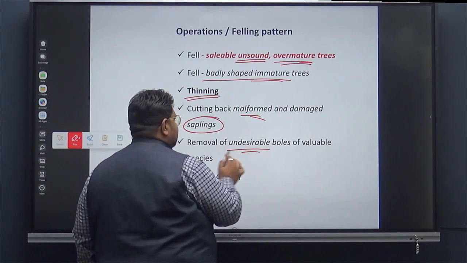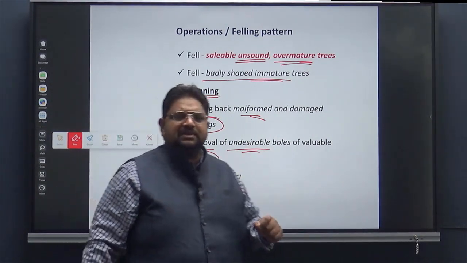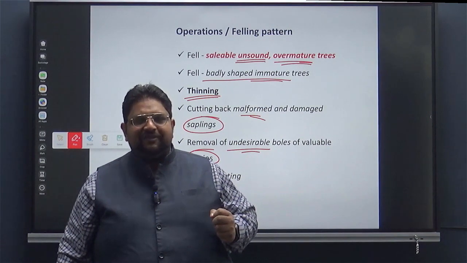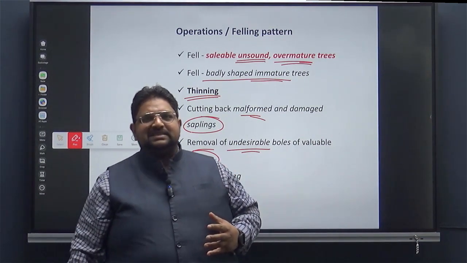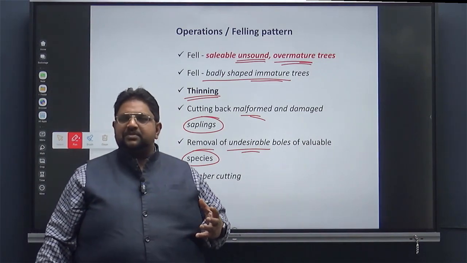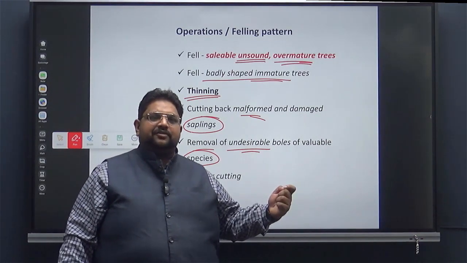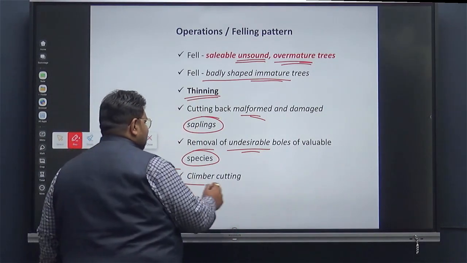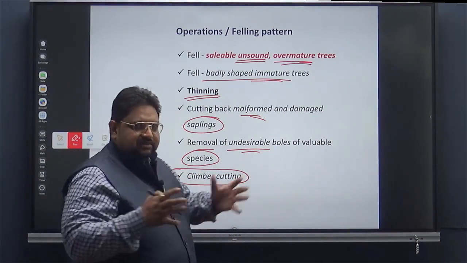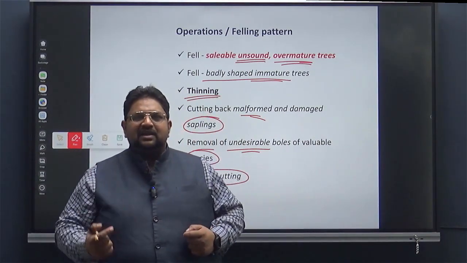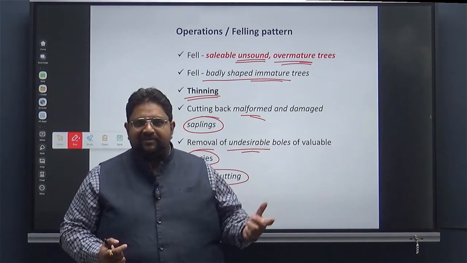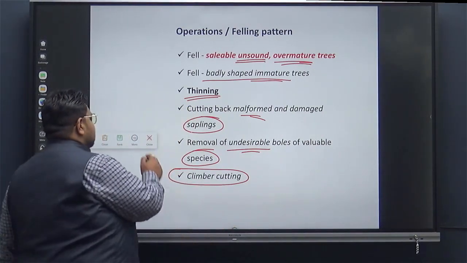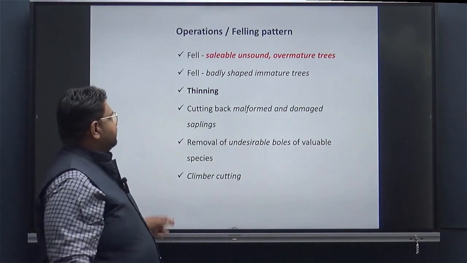Removal of undesirable boles of the valuable species. The undesirable boles are those which are either crooked, infected or diseased, or being attacked by insects, or not showing any promising results that they will become better ones or will yield us a better yield in the future. And also cutting off the climbers. Climbers will restrict girth improvement and they will create defects in wood post harvest. So those climbers are also cut in improvement felling. Okay, it's a kind of cultural operation which is done for the betterment of the forest.